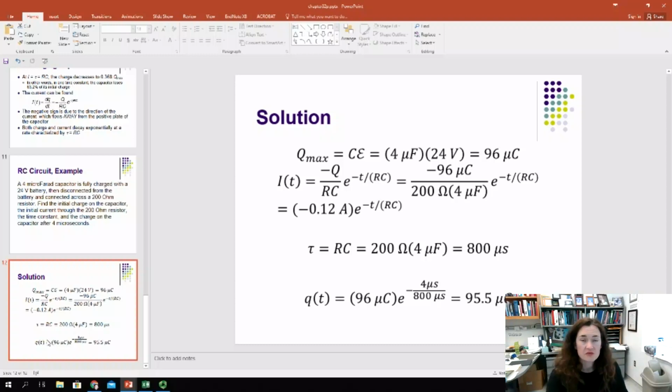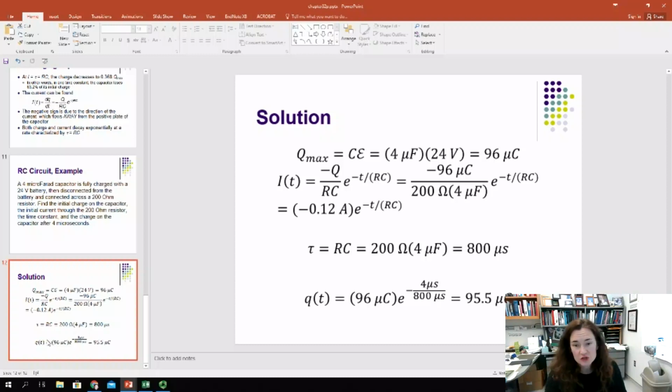Now yet again, the minus sign just indicates the direction, so that means it flows away from the positive capacitor plate. The time constant tau is equal to RC, which is 200 ohms times 4 microfarads, or 800 microseconds.